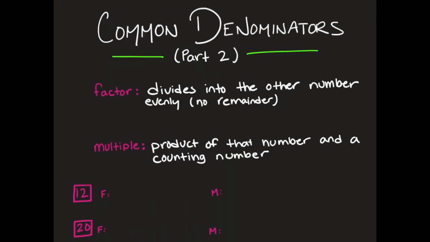In this video, we are going to find more ways to find a common denominator. So this is the part 2 video. Just as a refresher, a factor is a number that divides into the other number evenly, and there's no remainders. And in a moment, I'll show you how that works. And then a multiple is the product of the specified number that you have and a counting number. And again, I'll give you some examples right here.